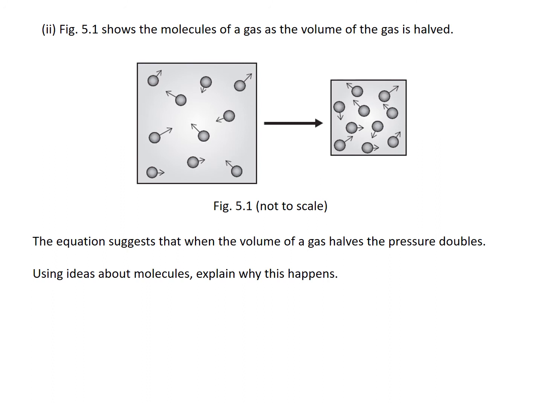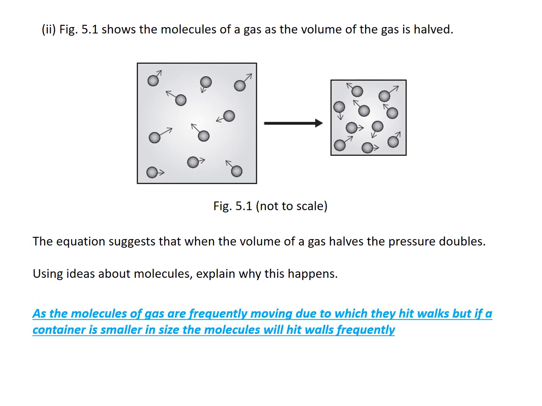Part 2. Figure 5.1 shows the molecules of gas, and the volume of gas is held. The equation suggests that when the volume of gas is halved, the pressure doubles. Using ideas about molecules, explain why this happens. Answer. As the molecules of gas are frequently moving, they hit the walls, but if the container is smaller inside, the molecules will hit the walls more frequently.